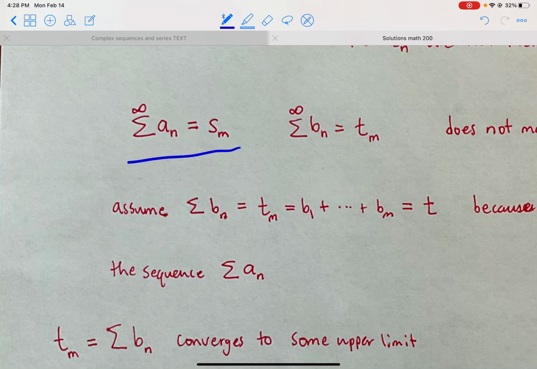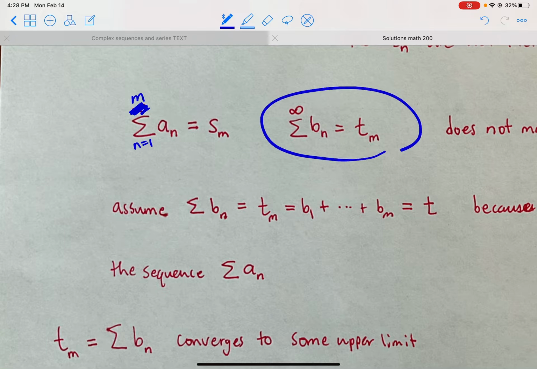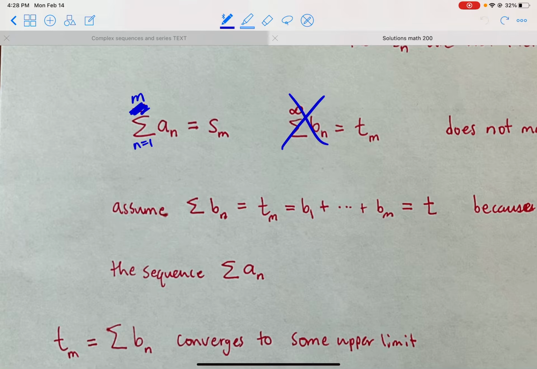This I had seen written. This does not make sense. In particular, S sub m is not an infinite sum. S sub m is a finite sum. T sub m is not an infinite sum. This is false. To make it correct, you could say it like that. Or you could just write b1 plus ... plus bm. That's sort of easier to me.